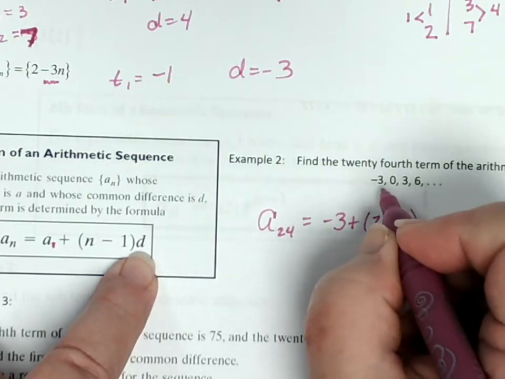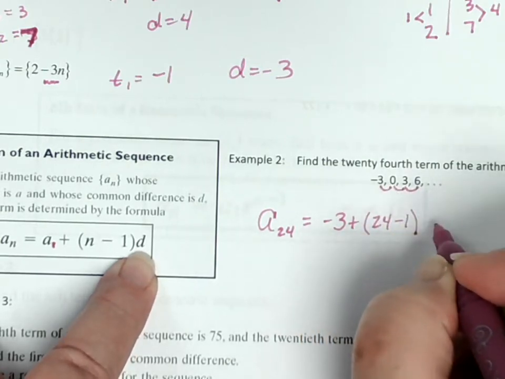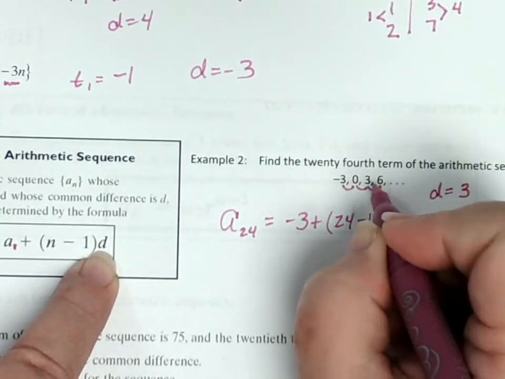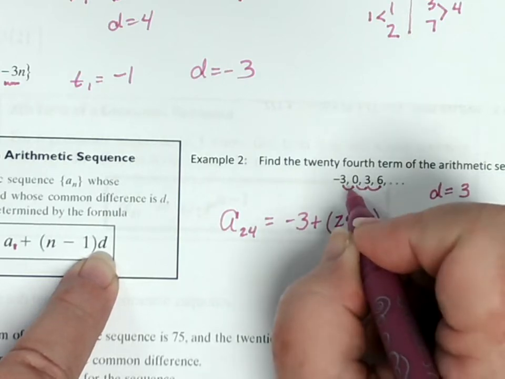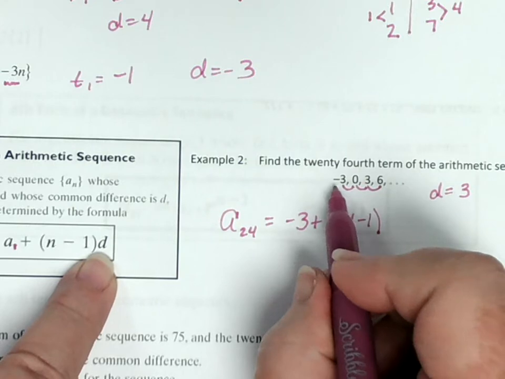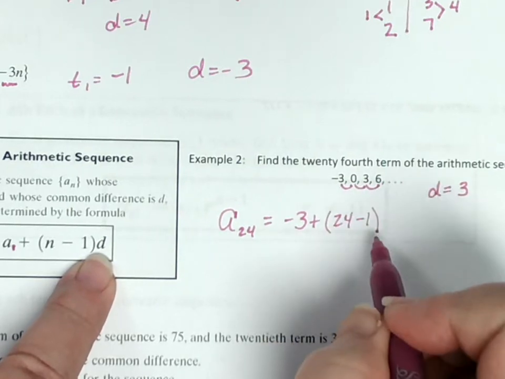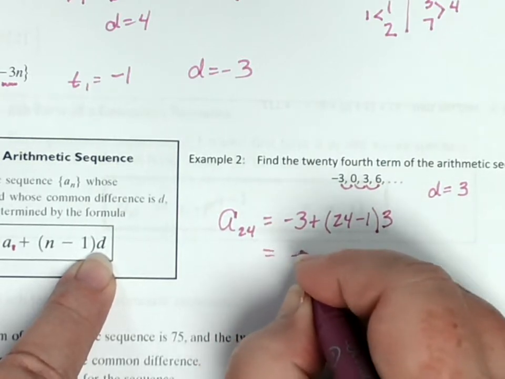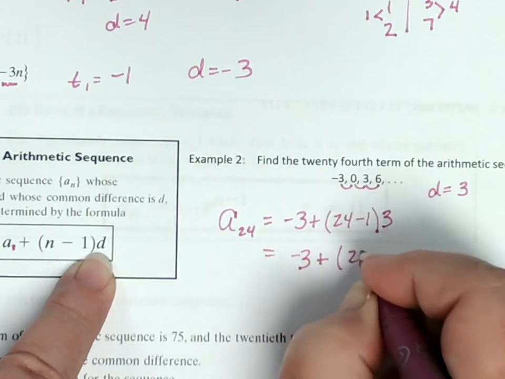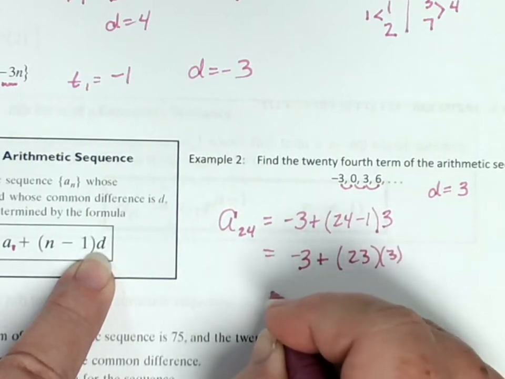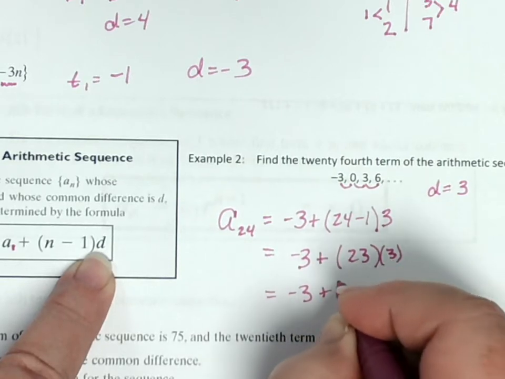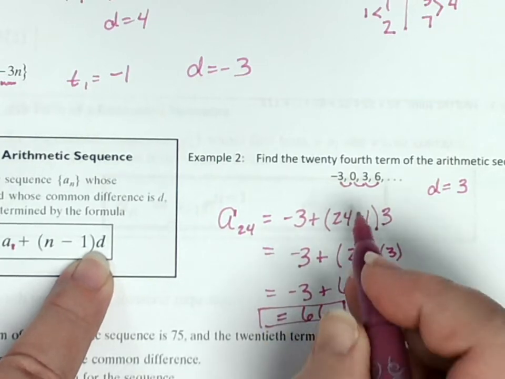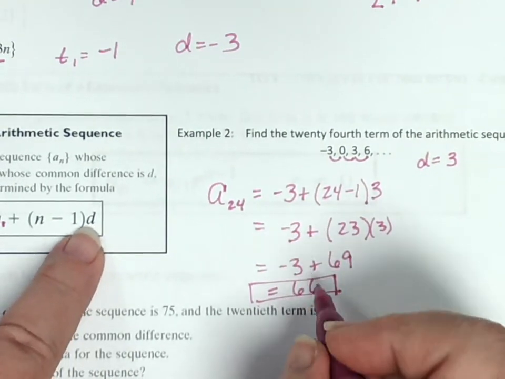Well, what is the common difference? What's happening with each of these numbers? The common difference in this list is 3. 6 minus 3 is 3. 3 minus 3 is 0. 0 minus 3 is negative 3. So negative 3 plus 3 plus 3 plus 3, right? And so we're going to multiply that times 3. That means we have negative 3 plus 23 times 3. That's negative 3 plus 69, which makes 66. So the 24th term, if I were to list out all the numbers up to the 24th number, would be 66.